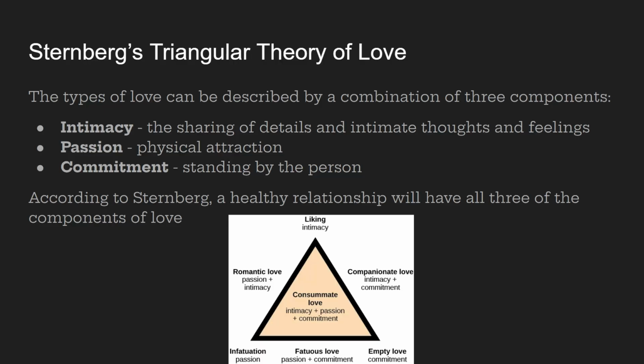Sternberg's triangular theory of love says that the types of loves can be described by a combination of three components, which are intimacy, passion, and commitment. Intimacy is the sharing of details and intimate thoughts and feelings. Passion is the physical attraction, and commitment is standing by the person. So according to Sternberg, a healthy relationship will have all three of the components of love. So you can see this graph here, the 7 types of love based on the different components.